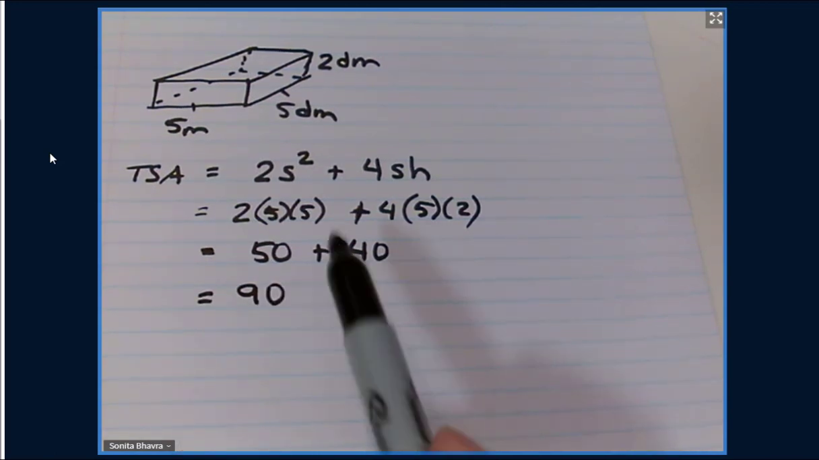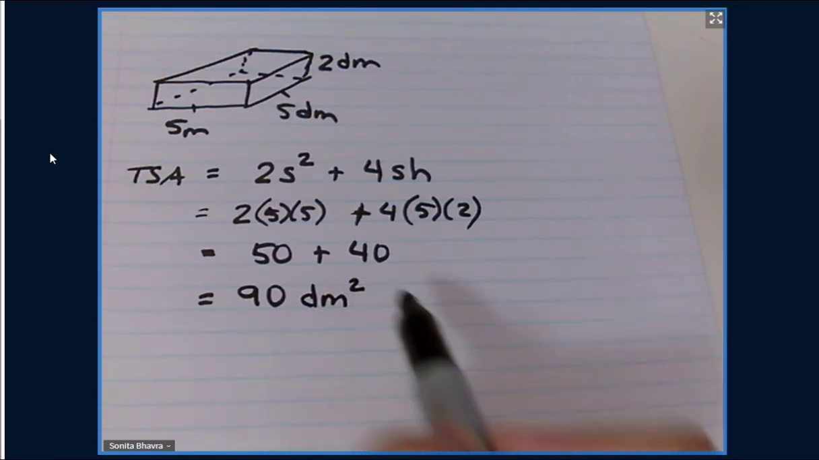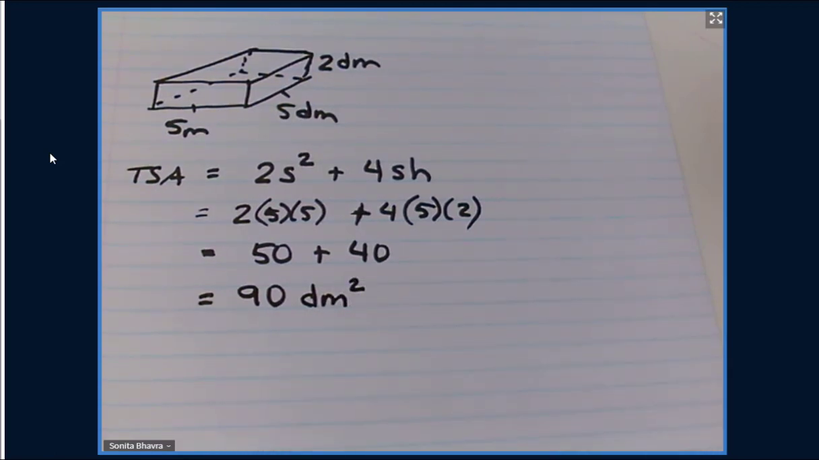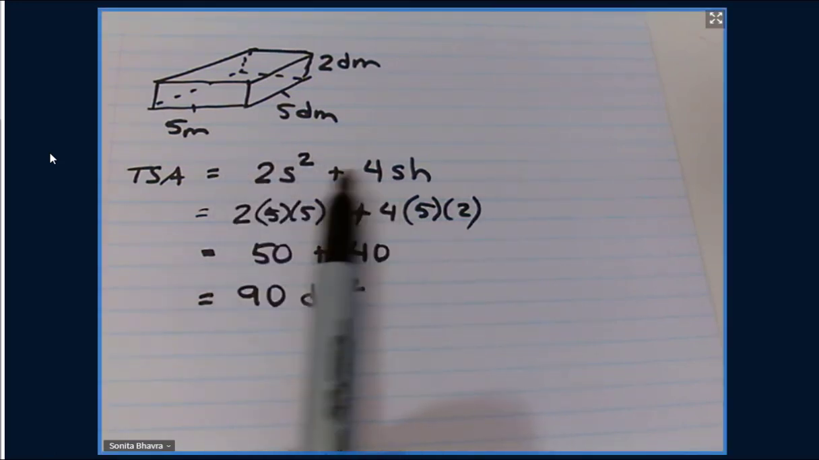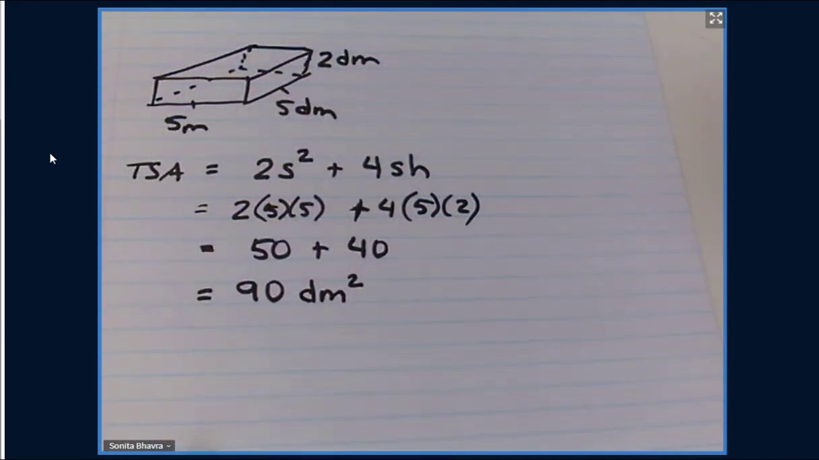Because it was decimeters, and we're looking at area, it is decimeters squared. So that's the total surface area. And again, there were 6 total faces, 2 plus 4, 6 total faces to calculate the total surface area.